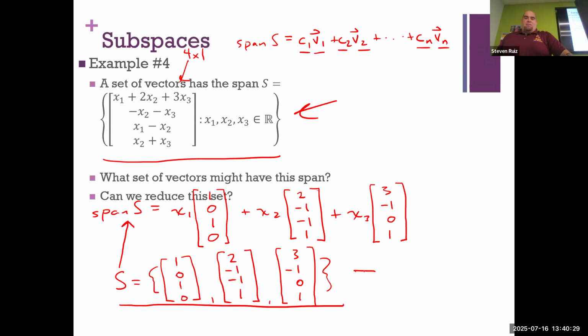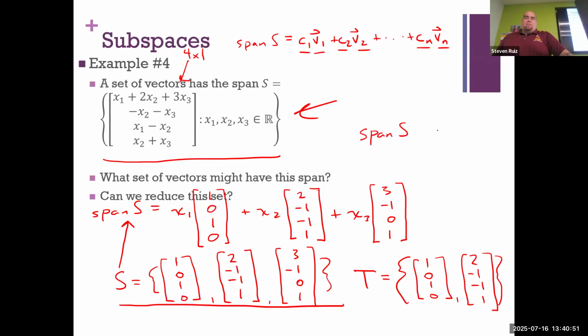I think I could have another thing called T, which only has 1, 0, 1, 0, and 2, -1, -1, 1. For right now, I will ask you to take this on faith, but hopefully you believe me: the span of S is equal to the span of T, even though I took a vector away.